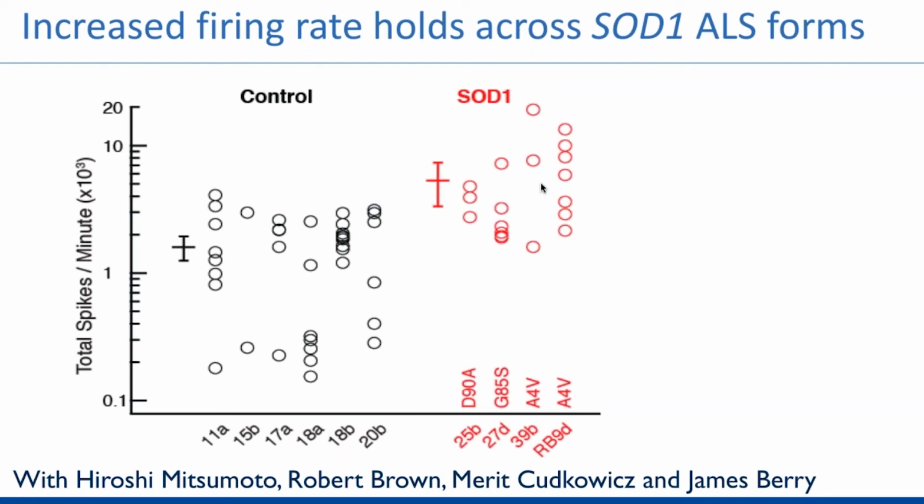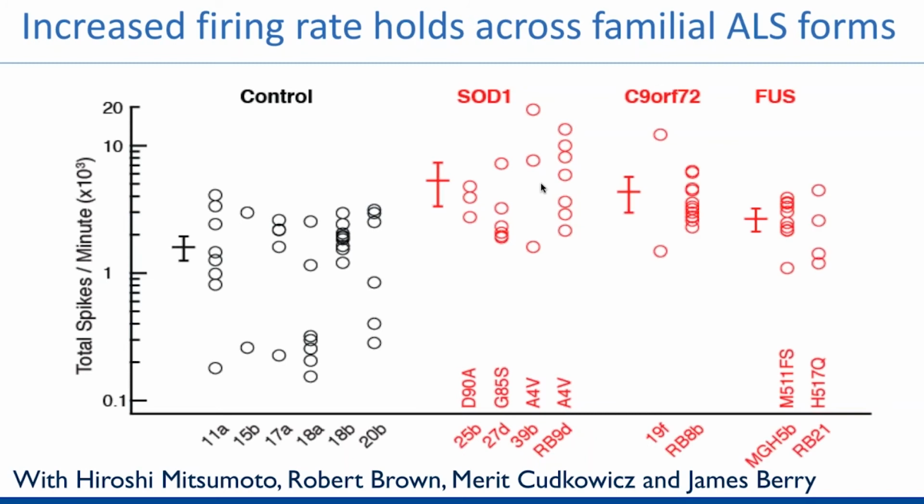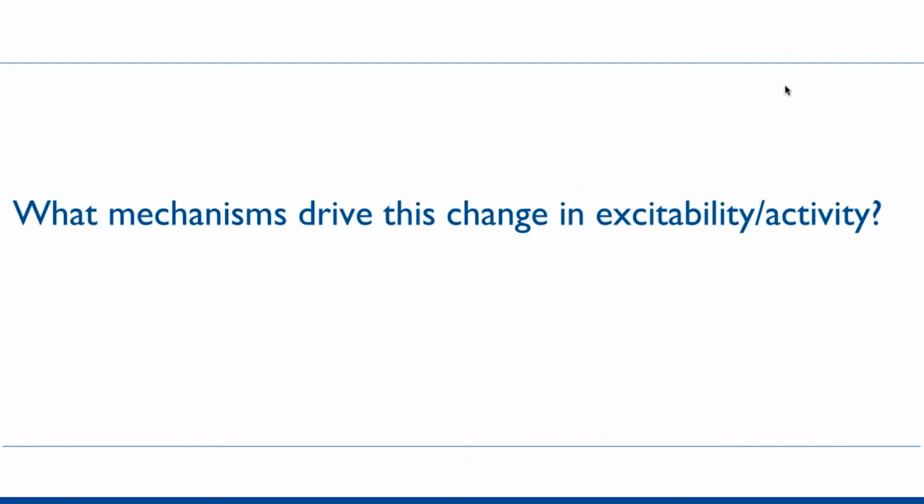And encouragingly, this held up when we analyzed additional patients with SOD1 mutations and extended also to patients which have mutations in C9orf72 and fused in sarcoma. And so this was tantalizing because it suggested that mechanisms that were at play in SOD1 may also be in play in C9orf72 and fused in sarcoma.